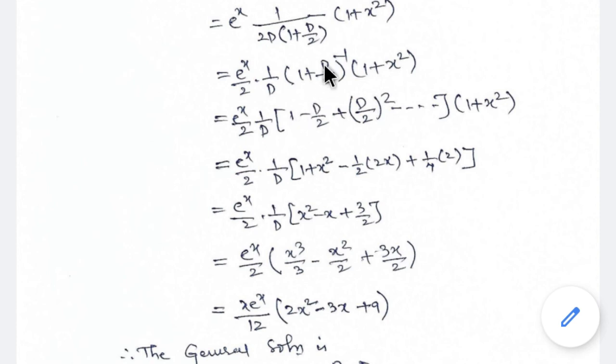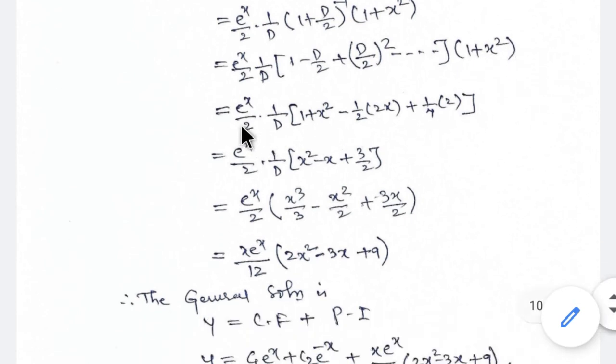So you can write, with alternate signs, 1 minus D by 2 plus (D by 2) whole squared. Only these two terms are useful here, the remaining are shown by dotted lines. Close the bracket, into (1 plus x squared). So this is equal to e raised to x by 2 into 1 by D. Then multiply inside: 1 into (1 plus x squared). Then D by 2, where 1 by 2 is a constant, and the derivative of 1 plus x squared is 2x.